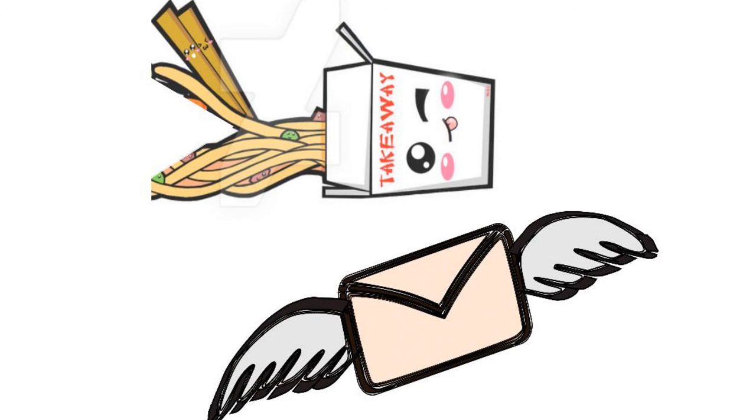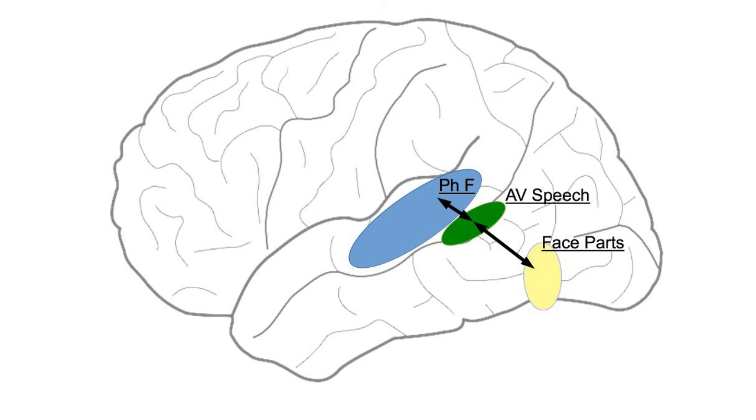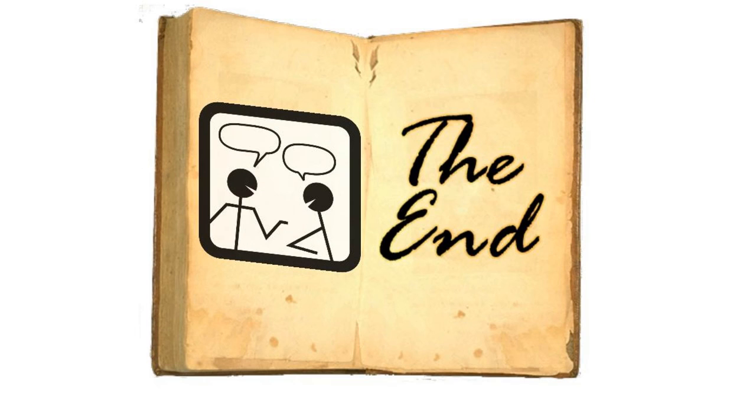To summarize, the take-home message of this segment is that processing of speech sounds is based on phonological features, syllables, and words, and that the audiovisual speech area links visual and auditory aspects of speech. This completes our summary of the cortical areas used in spoken language.